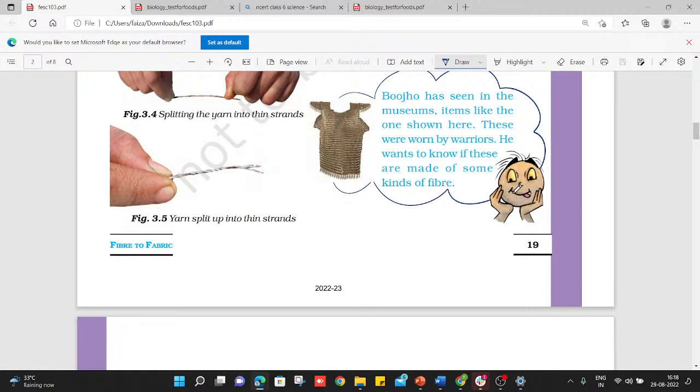Bujo has seen in the museum items like this one shown in here. These were worn by warriors. He wants to know if these are made of some kind of fiber.